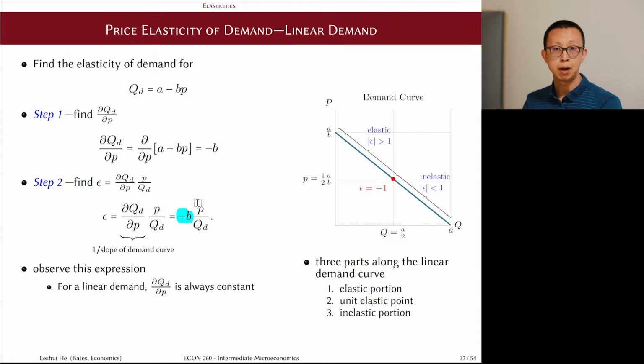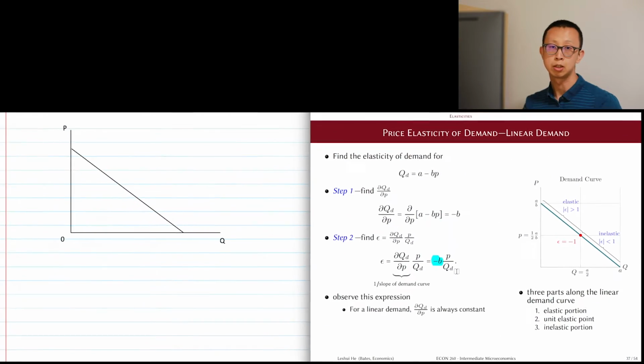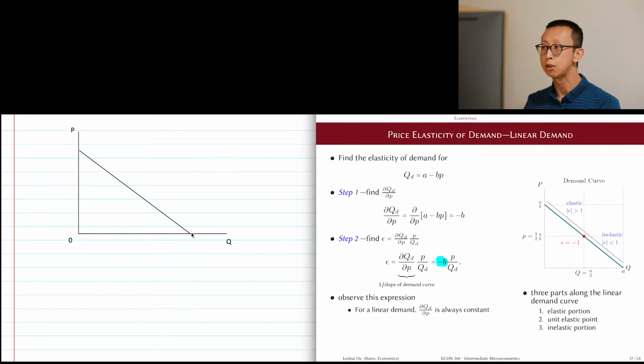And it's being multiplied by this ratio of P over QD. If we pay closer attention to the linear demand function, what we'll realize is in fact that although the slope is always at 1 over B, the ratio of P over QD is not constant. So how does the ratio of P over QD change? Let's take a look at a particular graph here. Take any general linear demand function here, like this. We can look at how the ratio of P over Q changes.